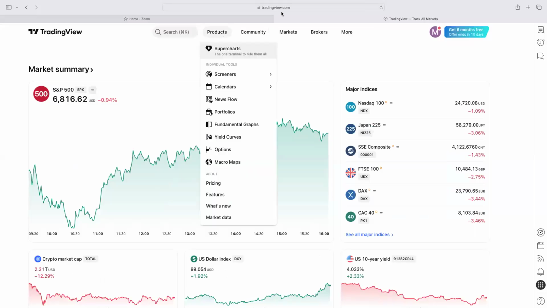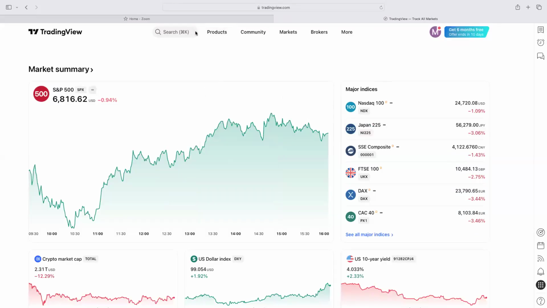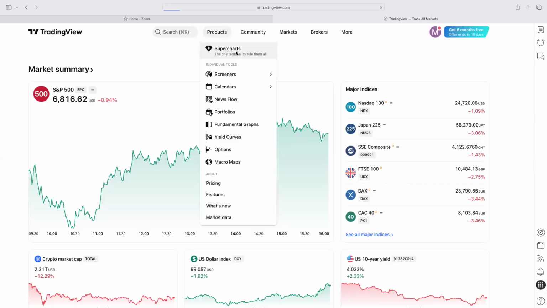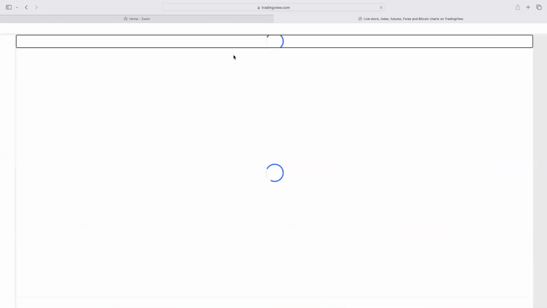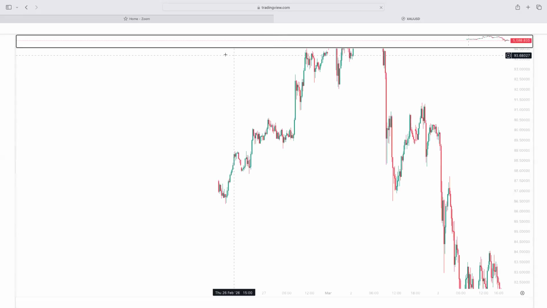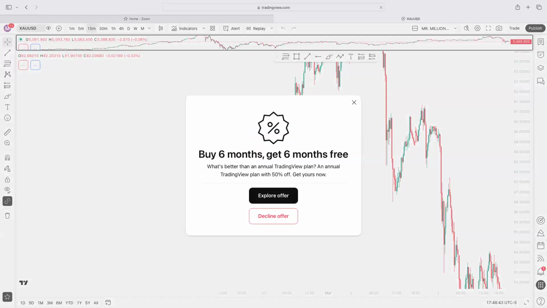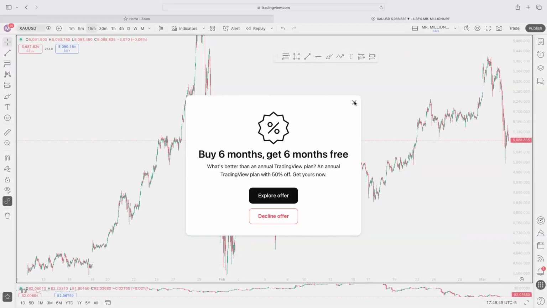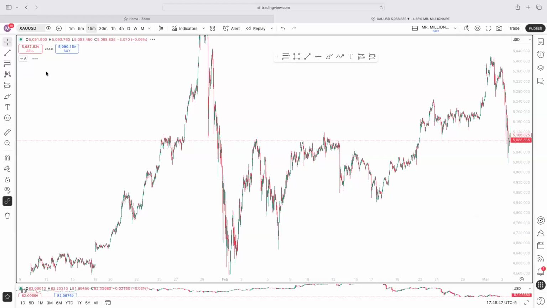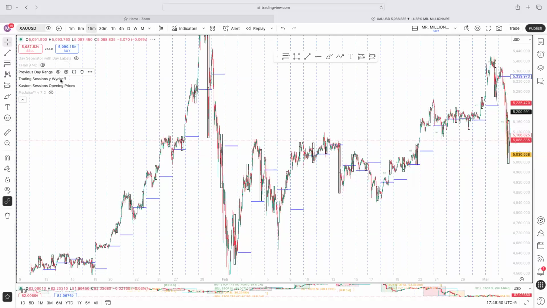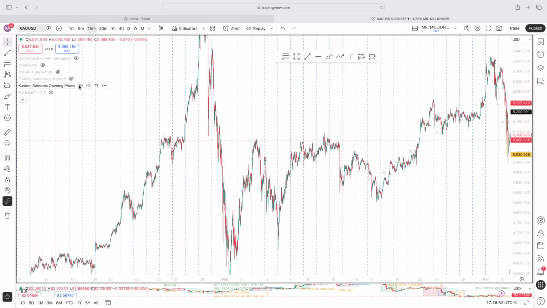All right, so where you want to go is, let me get this out of the way. Where you want to go is up to Products, Supercharts. And since we already have it loaded on our screen, and then run, I got some stuff on here already that I'm going to go ahead and just take off for you. Okay. And we're just going to focus specifically on PipJuice.